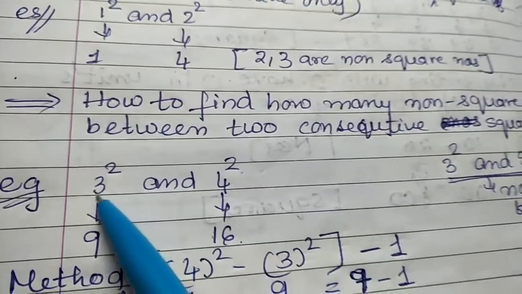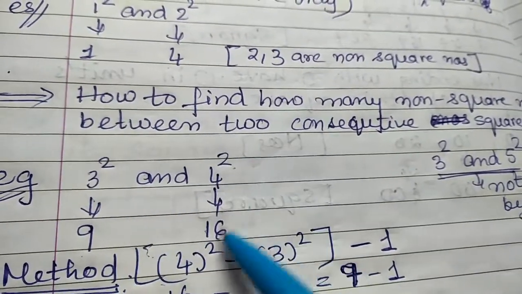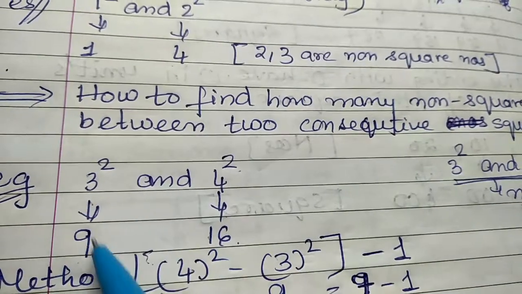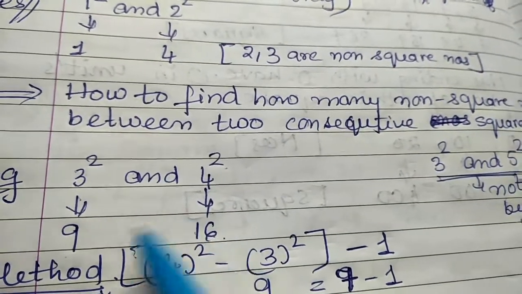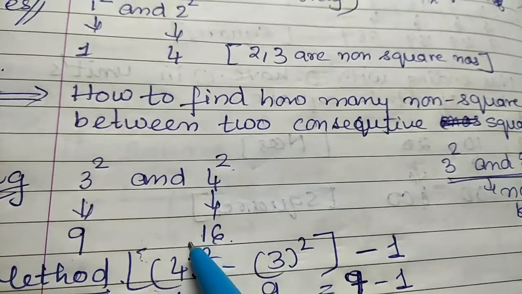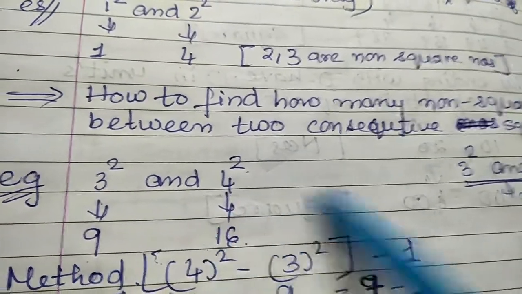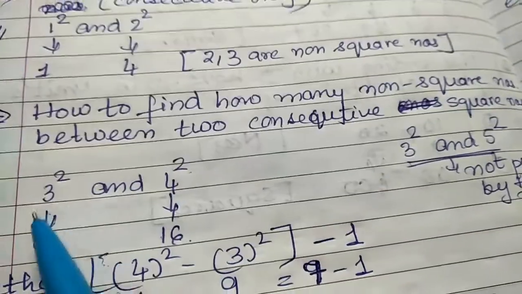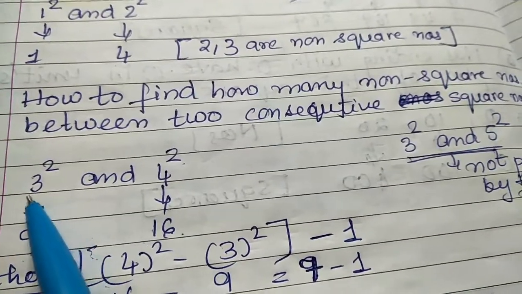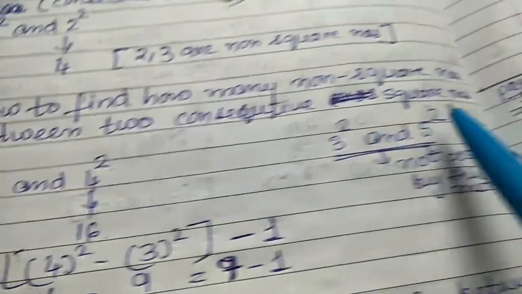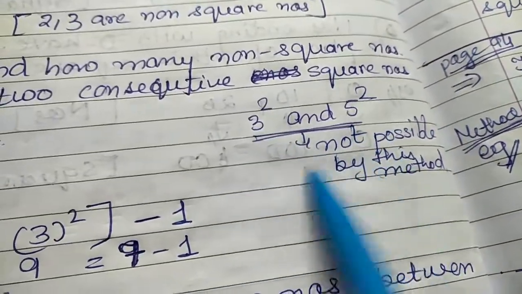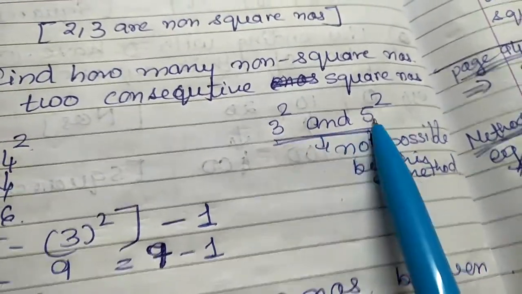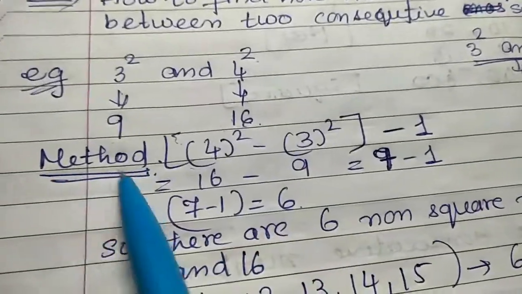For example, I have 3 square is 9, 4 square is 16. So between 9 and 16 we have 10, 11, 12, 13, 14, 15. These are non-square numbers. Now how do we find the non-square numbers? Remember, yesterday I told you what consecutive is. 3 square and 4 square, 3 and 4 are consecutive. Now 3 square and 5 square is not possible because they are not consecutive. So let us see what the method is.